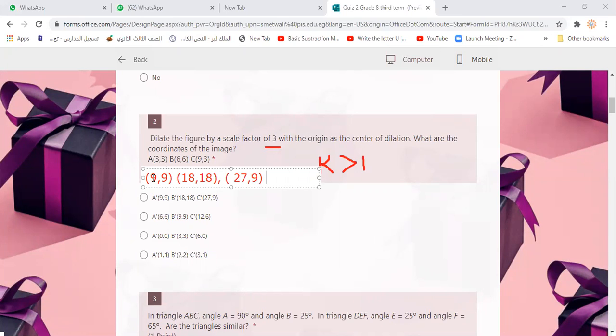Once we have these images, we search for which choice is correct with this answer. It will be number A. So for question number 2, we are going to choose choice A. This is how we can use a scale factor to dilate a figure. And we have to check that if K is more than 1, the points for the image will be greater than the points for the original figure.